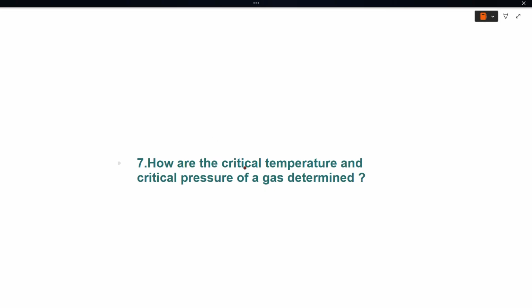How are the critical temperature and critical pressure of a gas determined? Critical temperature and pressure are measured simultaneously.